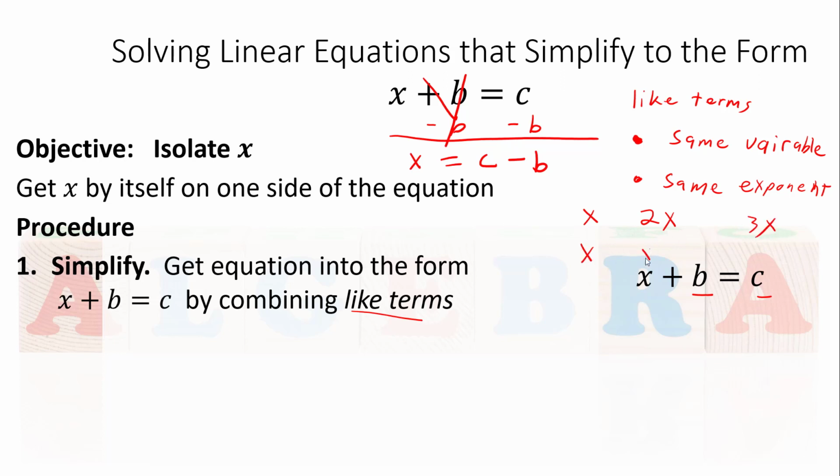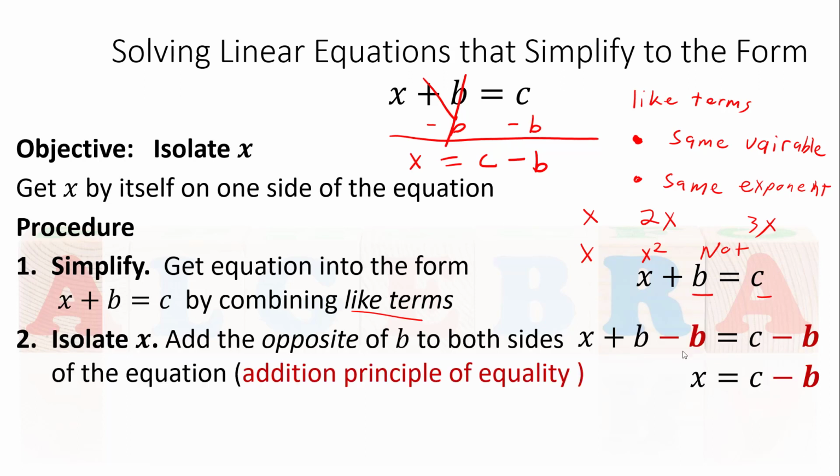X and x squared are not like terms. They cannot be combined, even though they have the exact same variable. This one has an exponent of 2. This one has an exponent of 1. They cannot be combined. So a like term is a term that has the exact same variable and the exact same exponents.